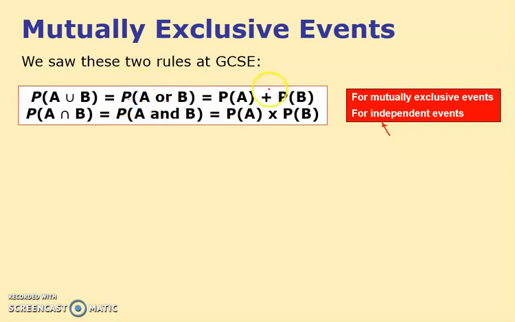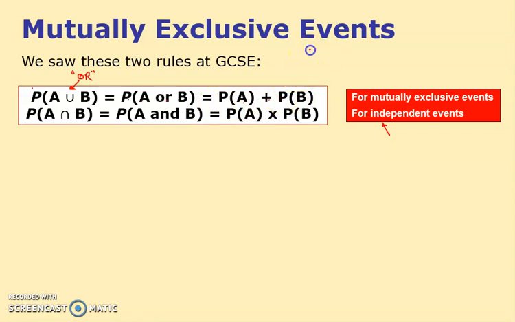At GCSE, we learned that if you have two events happening, you can just go probability of A plus the probability of B. Notice the posh notation for this. This is like set notation, and this symbol here means or, and you will see this. So that's why I'm showing you it. Notice this rule is actually true for mutually exclusive events. So that only works as long as the two events can't both happen at the same time.